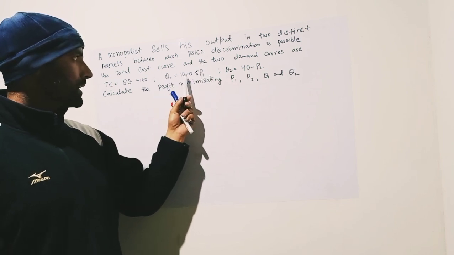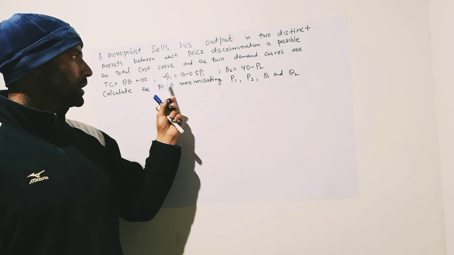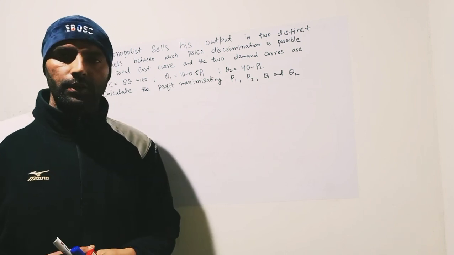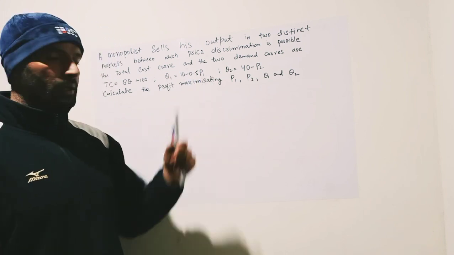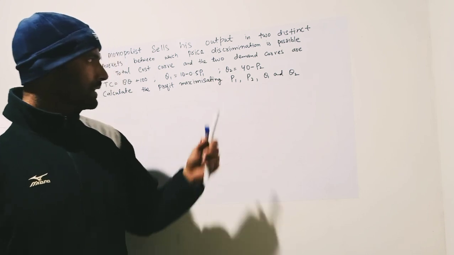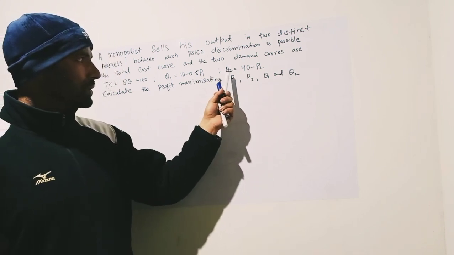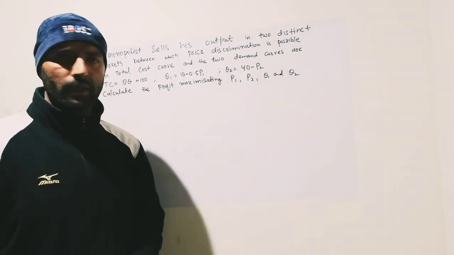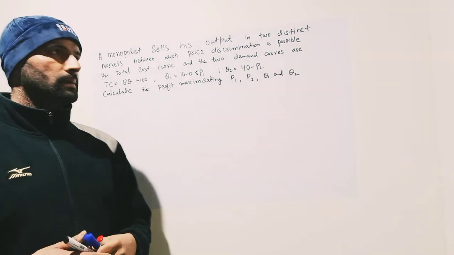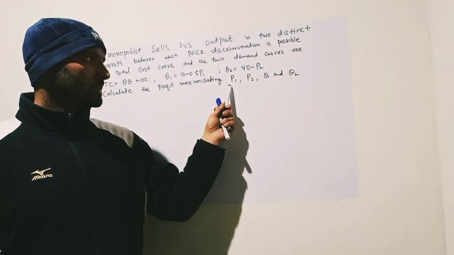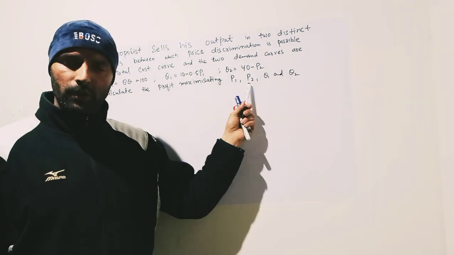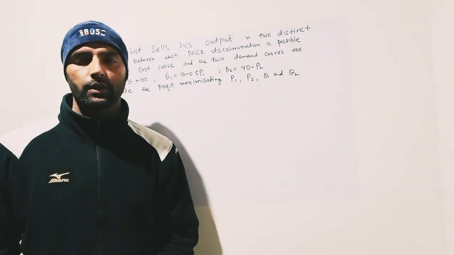as q1 is equal to 10 minus 0.5 p1. q1 is the quantity demanded in the first market, and p1 denotes the price in the first market. In the second market, we have q2 is equal to 40 minus p2. We have to calculate the profit maximizing price in first market, price in second market, quantity in first market, and quantity in second market.